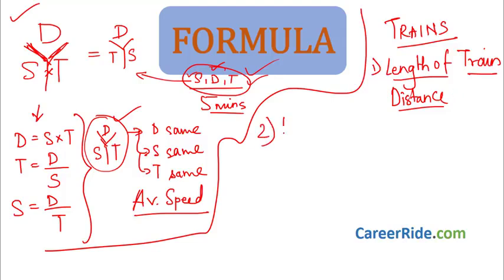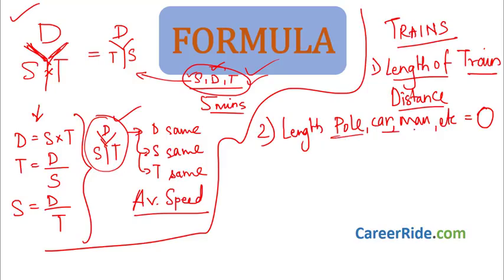Secondly, the length of a pole, man or a car, etc. is always taken as 0. If they have mentioned that the length of the car is this many meters, then only we should include the length. Otherwise, for all other aspects, the length of a pole, car, man, etc. has to be taken as 0. We should not consider the length.